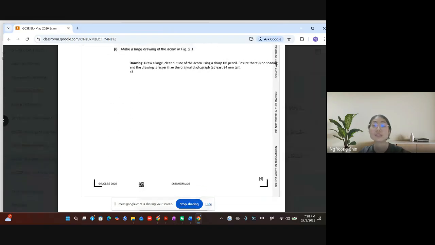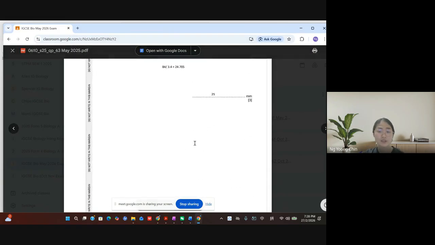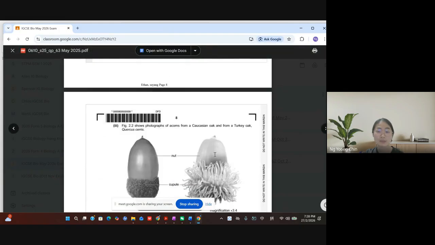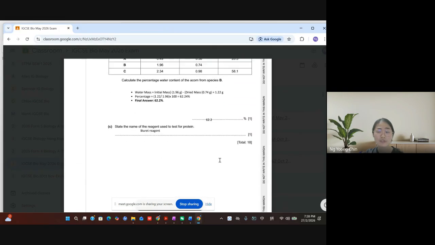So this is your drawing space. Okay, you should draw as large an image as you could. I mean, at least 3 out of 4 of the space is being used up. And then some calculation. Yeah, this is some calculation. So this is, I think you can have a read. Okay, have a read.